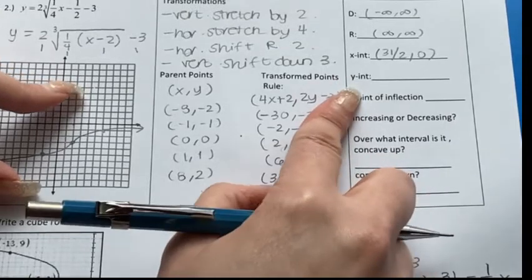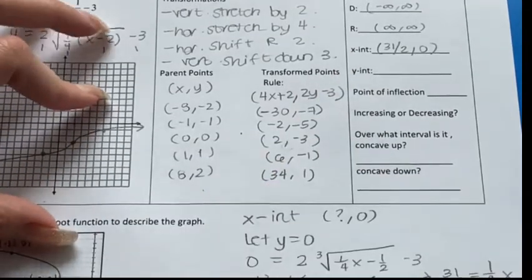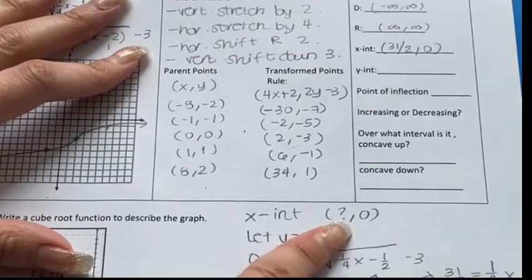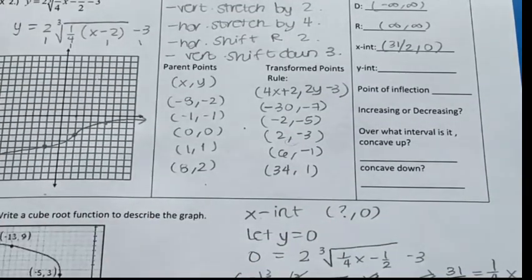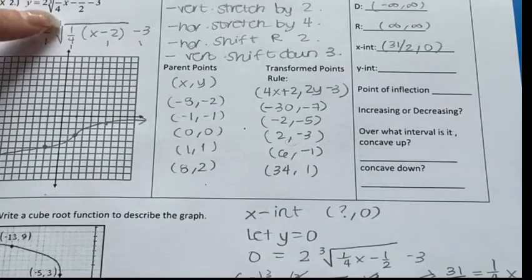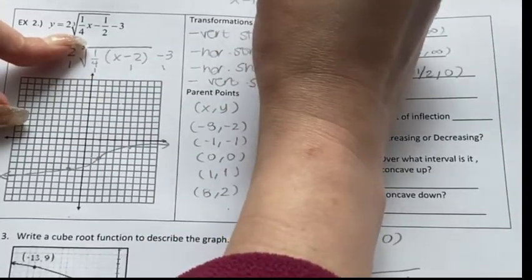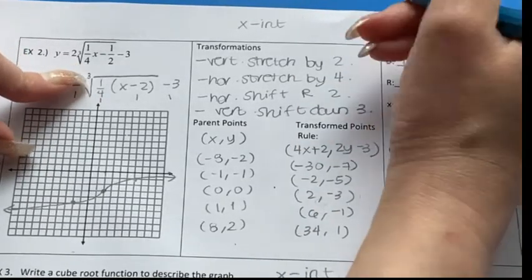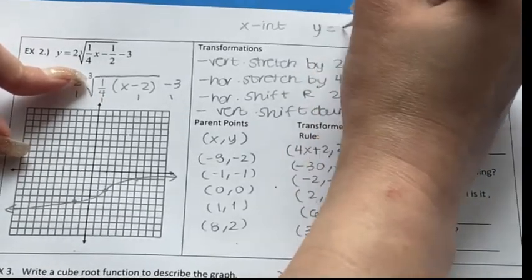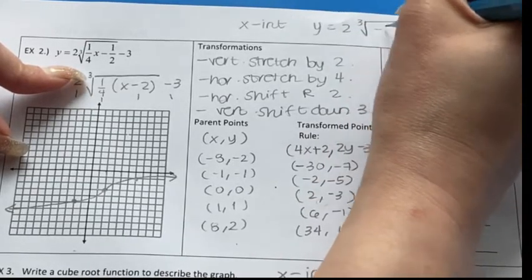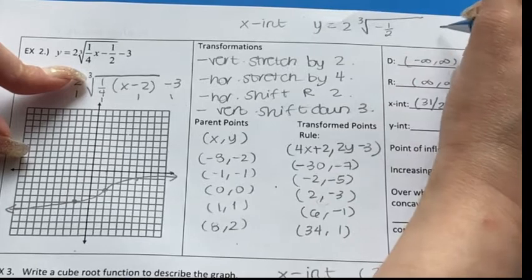Now the y-intercept is going to be technically the opposite of this one. We need to let x equal 0. Okay, if we put the 0 in your equation over here, I'm going to write it here since I'm running out of space. So you know that the y-intercept is going to be y equals 2 times the cube root of negative 1/2 minus 3.